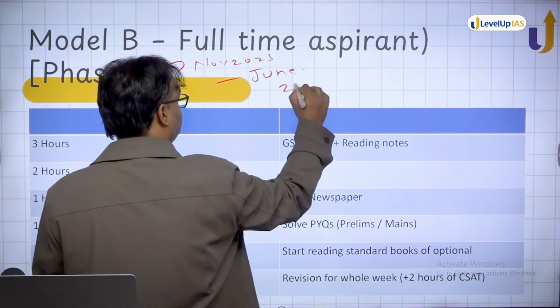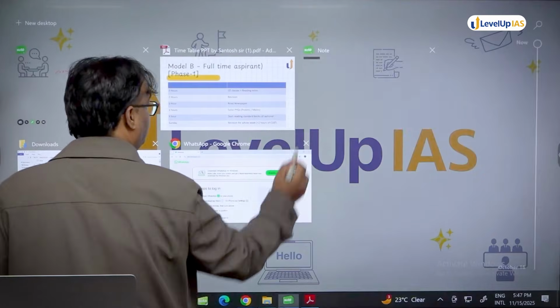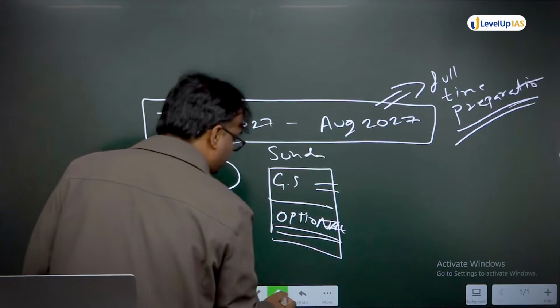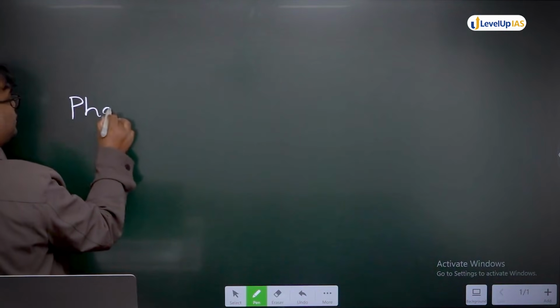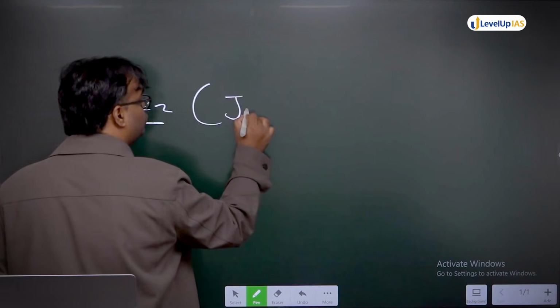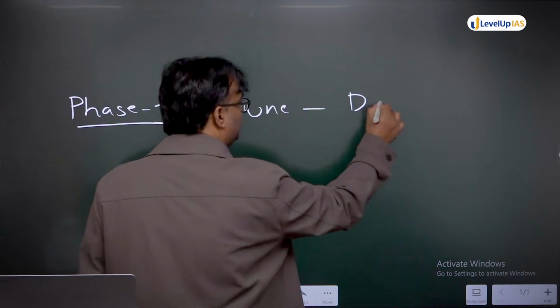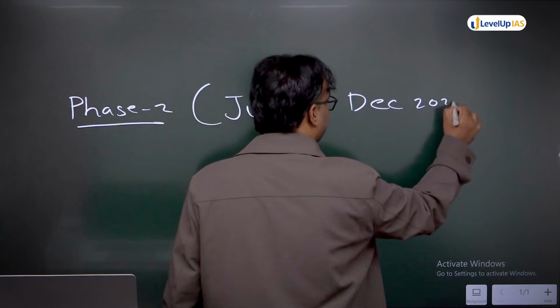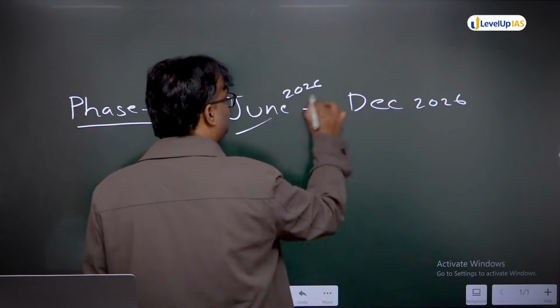Now for the same students, let's talk about students who are preparing full time, right? Phase 2 for students who are preparing full time. Phase 2 is what? Phase 2 is June-July to December 2026, June 2026 to December 2026.